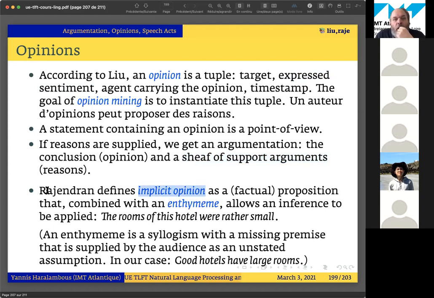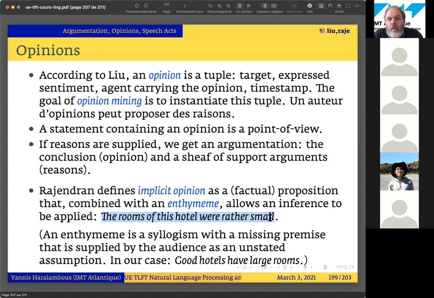And another person who studied opinions, Rajendran, has given some other useful definitions, like the implicit opinion. An implicit opinion is combined with an enthymeme. So here is an example. When I say the rooms of this hotel were rather small, remember what we said about pragmatics. Here I'm giving something that looks like a fact, that is maybe a fact, but it doesn't look like an opinion because I'm not stating whether I'm happy or unhappy with this hotel.